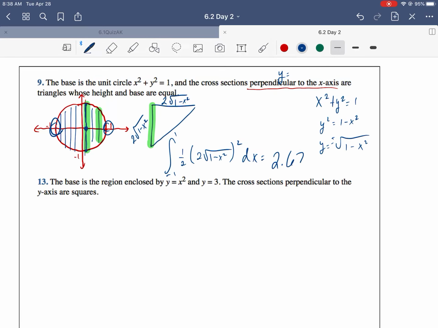Okay. Last one for the day, x squared and 3. Cross sections perpendicular to y, which would be parallel to x.